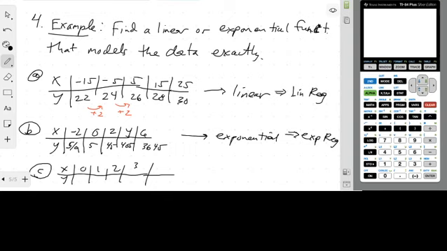Here, we're dividing, right? Dividing by 100 each time. Okay? That's also going to be an exponential function, but it's going to be exponential decay. That's what we say when the base is not greater than 1. We still find the answer using exponential regression. Okay, so let's get the answers.